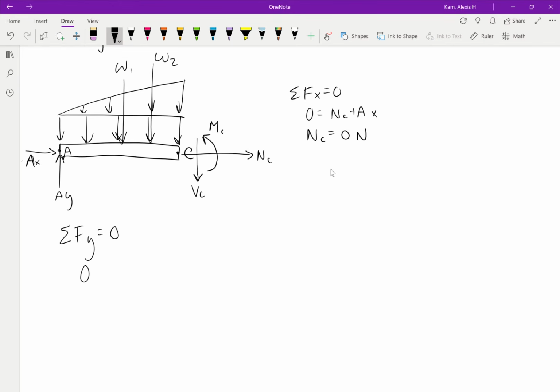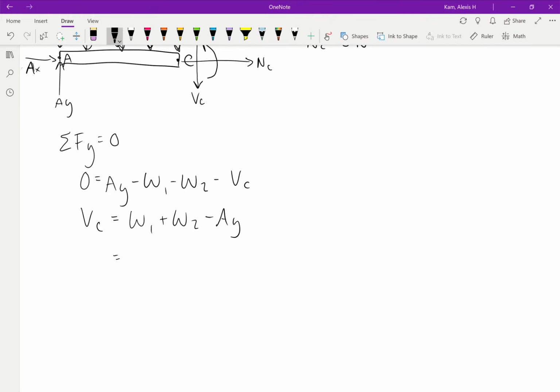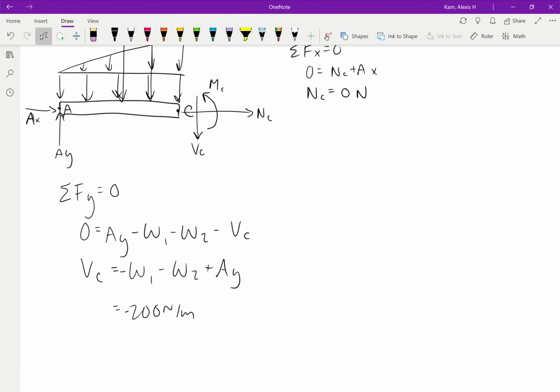Okay, so we have 0 equals AY minus W1 minus W2 minus VC. So then we'll have VC is equal to W1 plus W2 minus AY. And we know that W1 is equal to, oh wait, sorry, negative 200 newtons per meter times the distance it acts on, which is going to be 3 meters, since we cut the beam in half, right?